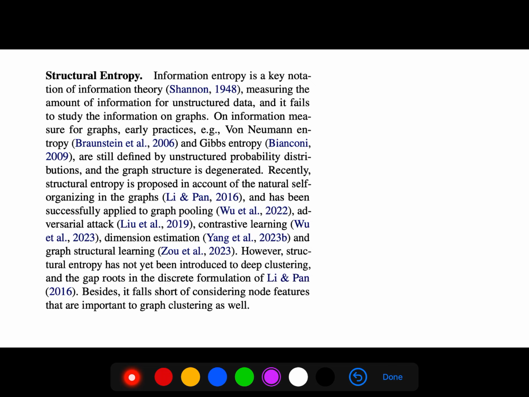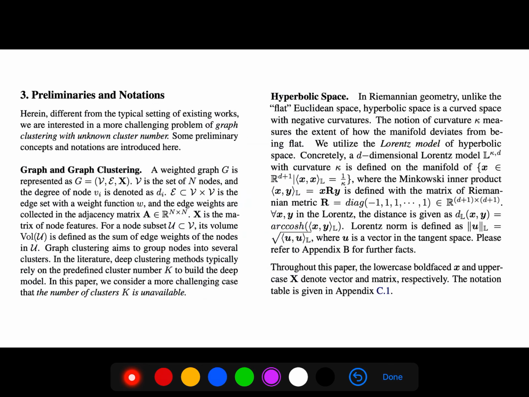Information entropy is a key notion of information theory, measuring the amount of information of unstructured data, and it fails to study the information on graphs. On information measures for graphs, for example, von Neumann entropy and Gibbs entropy are still defined by unstructured probability distribution, and the graph structure is degenerate. But recently, the structural entropy is proposed in this paper for graphs.